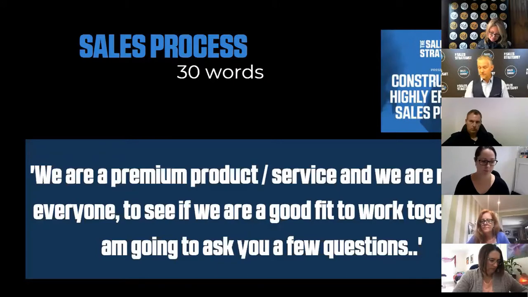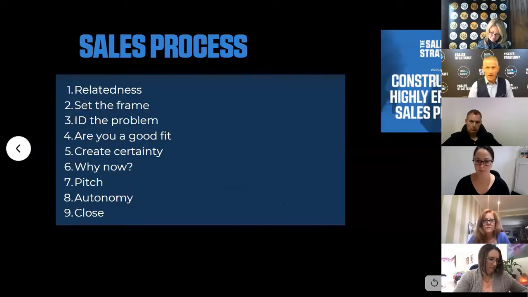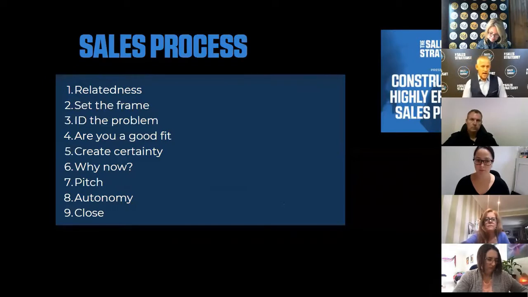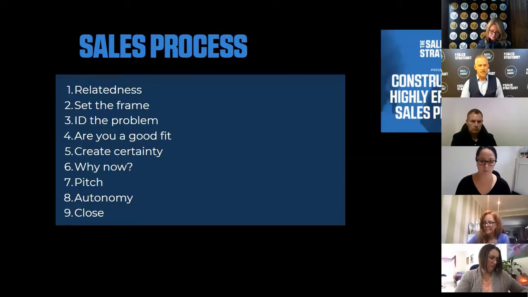And you'll find that will diffuse quite a few of those price discussions. And it certainly reduces a lot of discounting. Okay, ID the problem. So IDing the problem is when you go down in the heart-based selling, E for empathy.